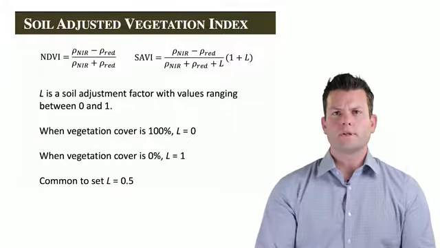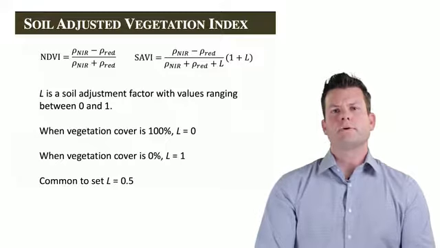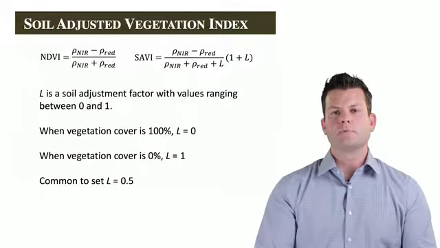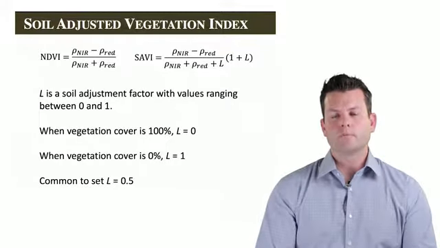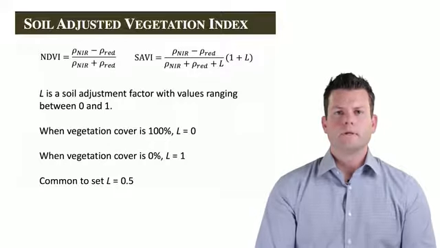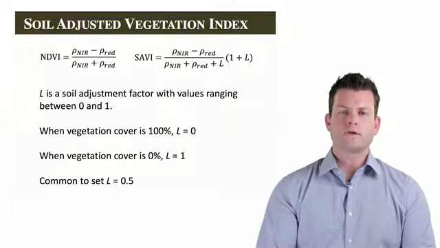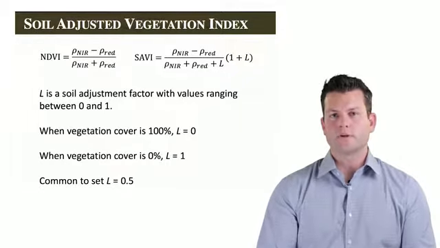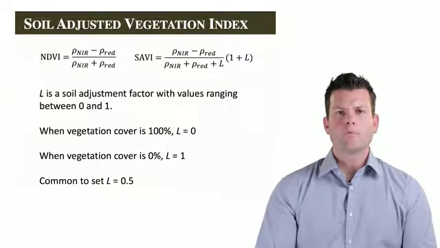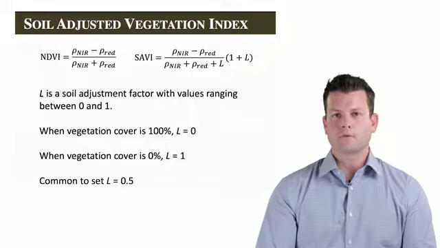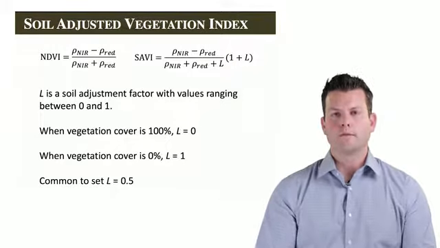The only thing that's different is this L parameter. The L is just a soil adjustment factor with values that range anywhere from 0 to 1. The way this works is that when vegetation cover is 100%, L is 0 because there's no need for a soil background adjustment. However, when vegetation cover is very, very low, that L parameter will approach 1.